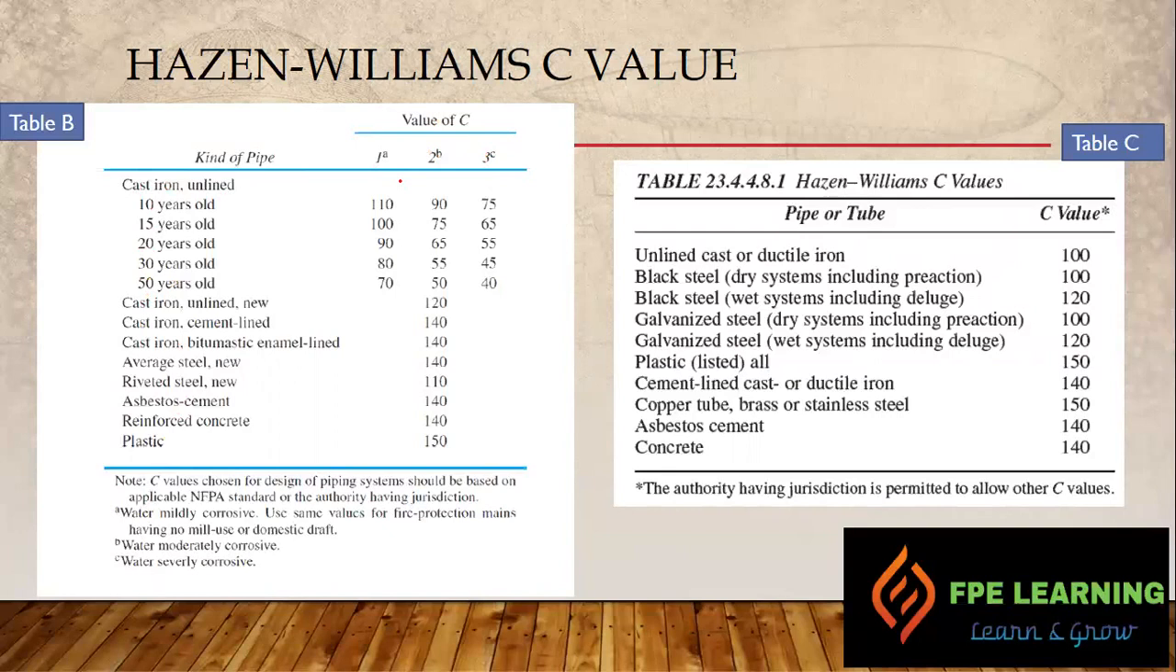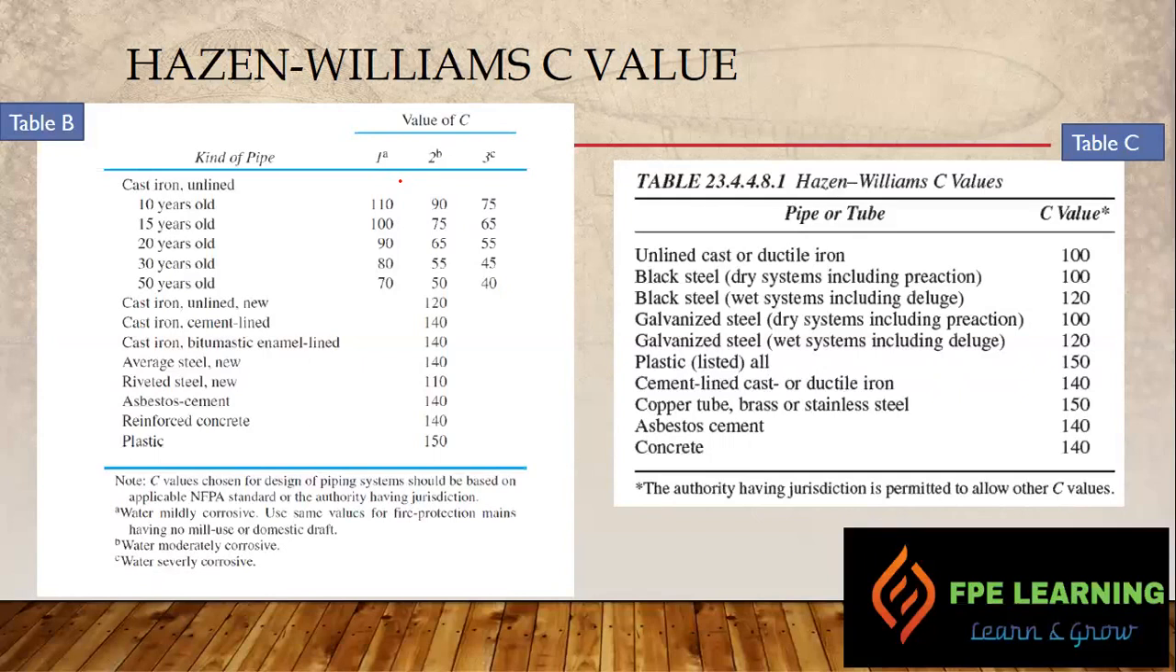The first one is for water which is mildly corrosive, right? The second one is for moderately corrosive water, and the last one is for water which is very severely corrosive. On the right we have the values of the C factor from NFPA 13. If you can see, we have galvanized steel pipe, plastic, cement lined, cast or ductile iron, copper tube, asbestos, concrete, all those we can find here, right?